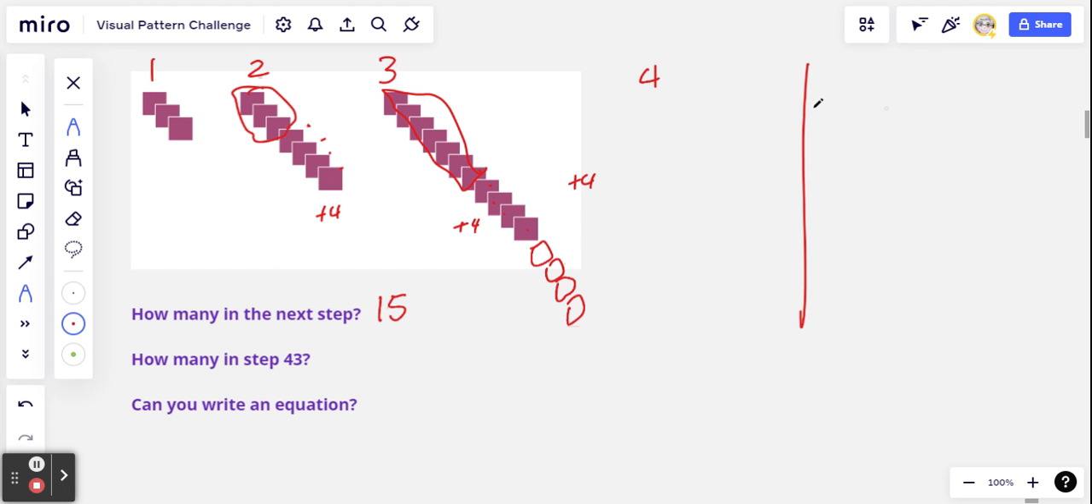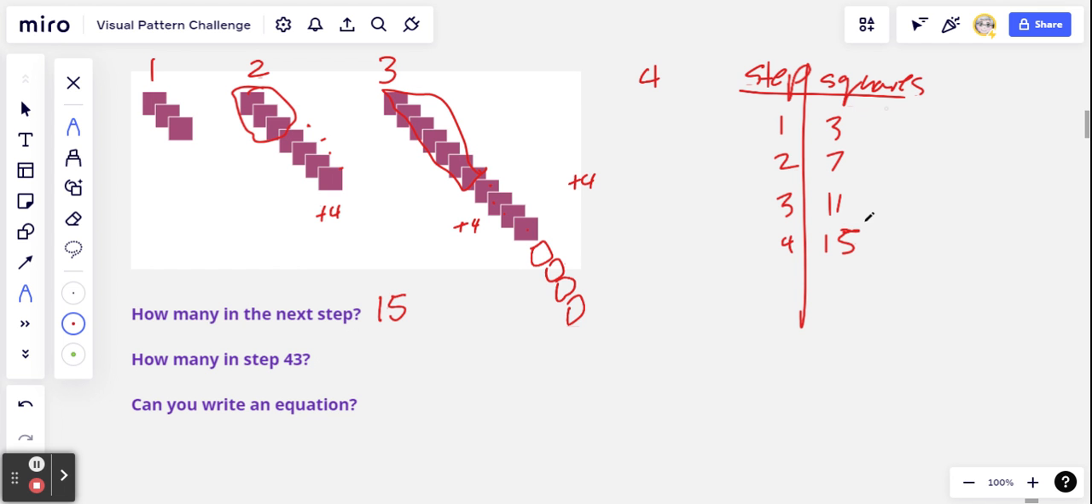Let's just quickly analyze these numbers. This won't take us too long. I'll make a chart with the step number and the number of squares in each step. So in the first step, there are 3. In the second step, there were 7. In the third, we counted 11. And in the fourth, we're predicting 15.